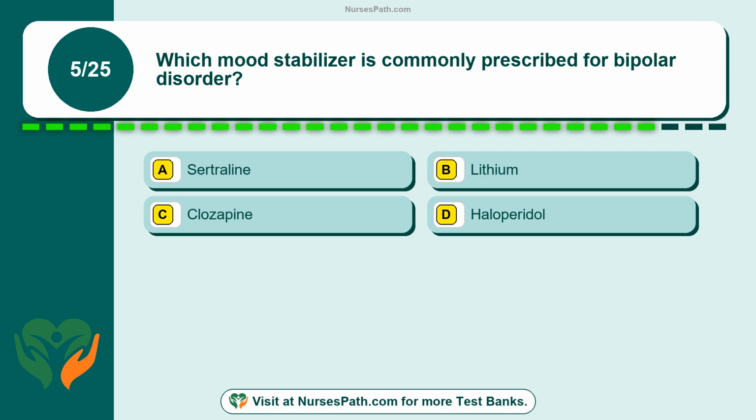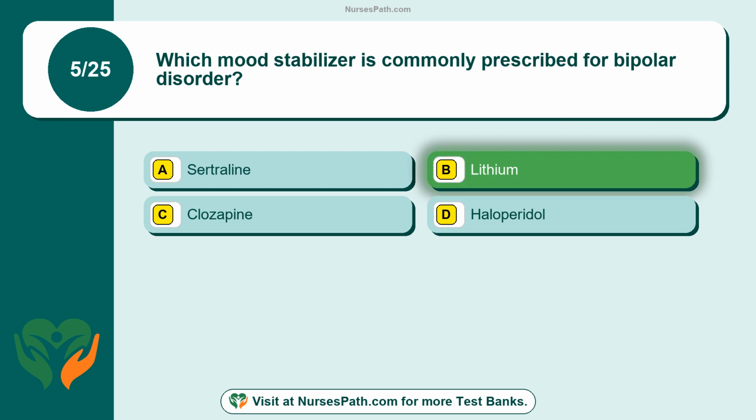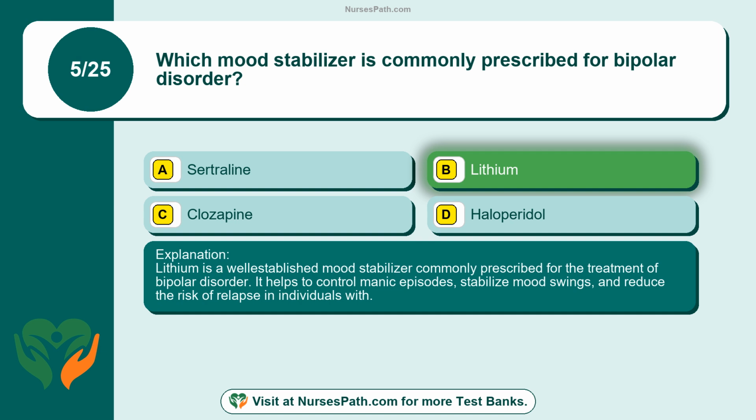Question 5. Which mood stabilizer is commonly prescribed for bipolar disorder? Option A, sertraline. Option B, lithium. Option C, clozapine. Option D, haloperidol. The correct answer is option B, lithium. Lithium is a well-established mood stabilizer commonly prescribed for the treatment of bipolar disorder. It helps to control manic episodes, stabilize mood swings, and reduce the risk of relapse in individuals with bipolar disorder.